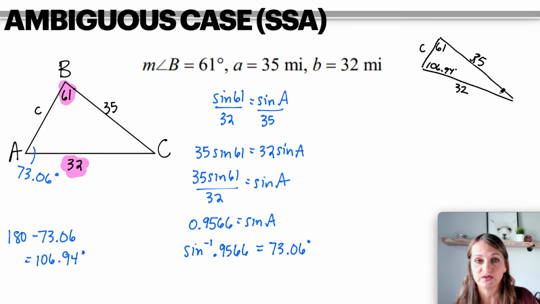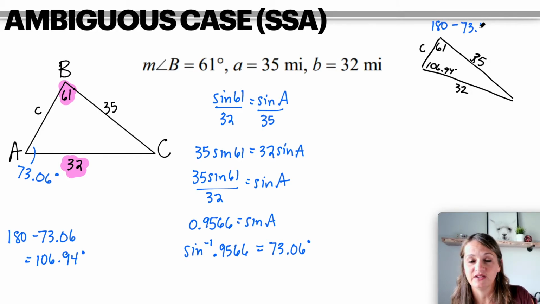So here's what you have to do in an ambiguous case. You're actually going to have to create two completely separate triangles. You're going to find all of the answers based off of 73 degrees, and then you're going to find all of the other answers based off of 106.94 degrees. Again, we found this angle by subtracting 73.06 from 180 in order to find 106 degrees.